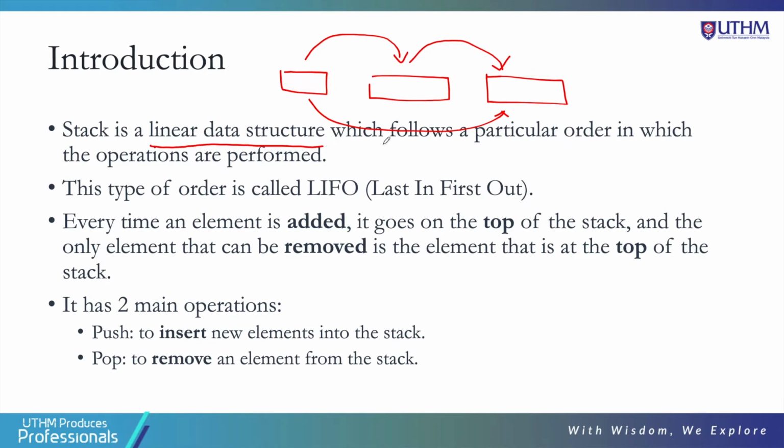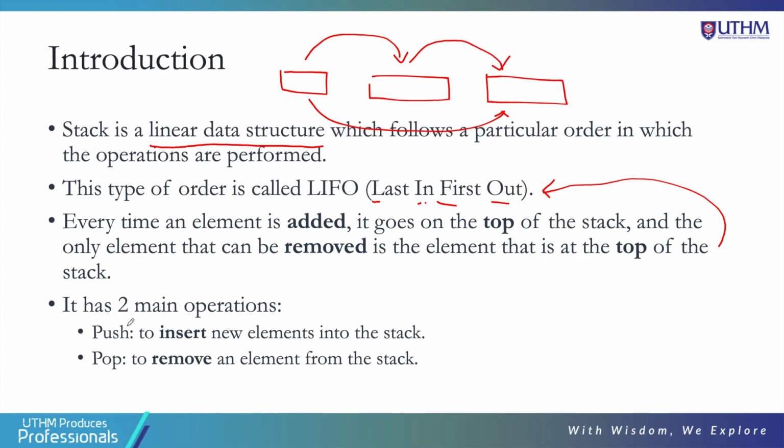Okay, stack is a linear data structure which follows a particular order in which the operations are performed. This type of order is called LIFO, abbreviation for last in first out. So what does it mean? Later I will show you some example. What does LIFO mean? Every time an element is added, it goes on the top of the stack, and the only element that can be removed is the element that is at the top of the stack. So this is actually how the LIFO works.